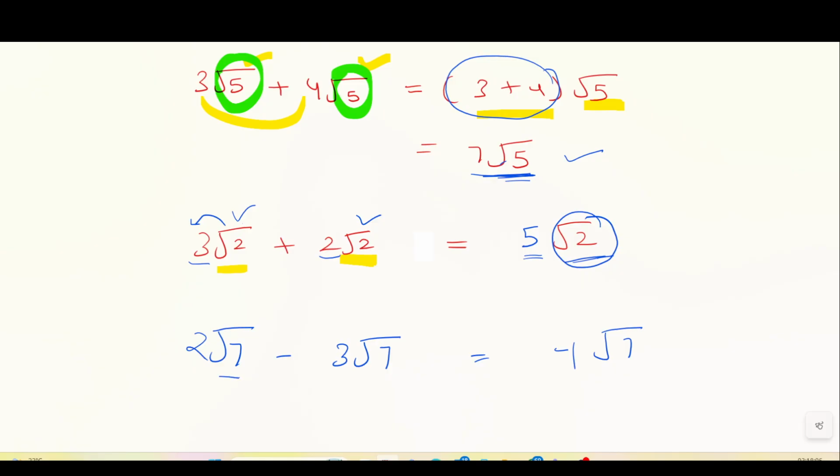Here this is subtraction. Square root 7, we write it once. And then 2 minus 3, because this is 2 minus 3. We are subtracting a bigger number, so we get negative 1. Or we can just write it as negative square root 7. Okay? If there is no number, that means there is 1. Clear?